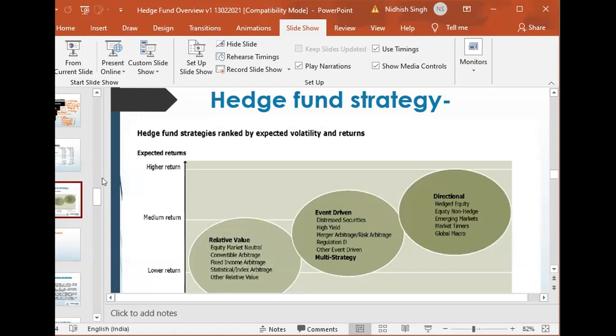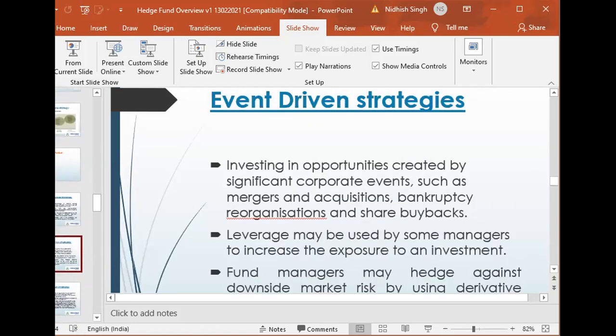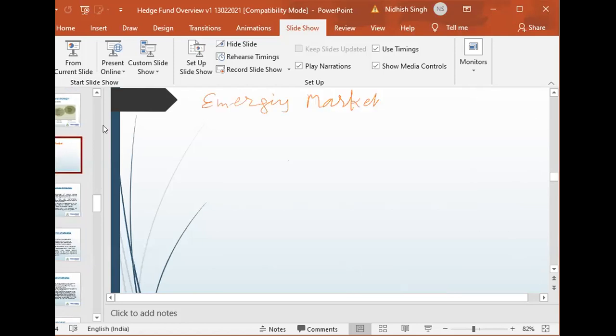So event driven could have distressed security, high yield, and then as Nihar said, multi-strategy. Then we have relative value, which will also encompass different sub-strategies. And then there are directional funds. In the subsequent pages, we have various other details of each strategy. But here, I can just give you a quick idea of each strategy one by one. So if I have to explain emerging market, this is one of the very popular ones.